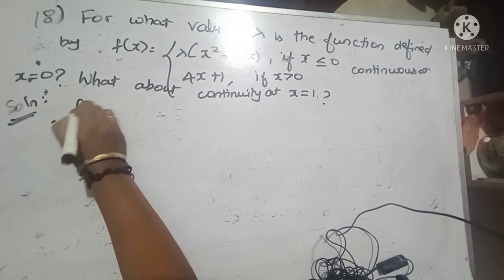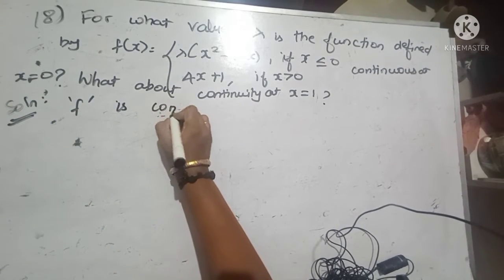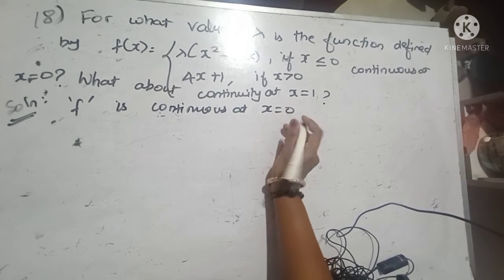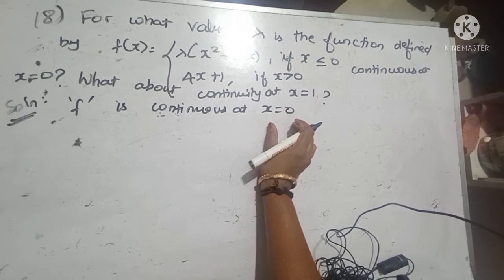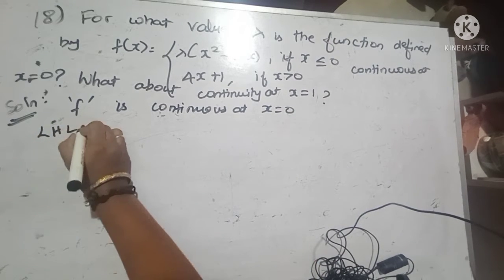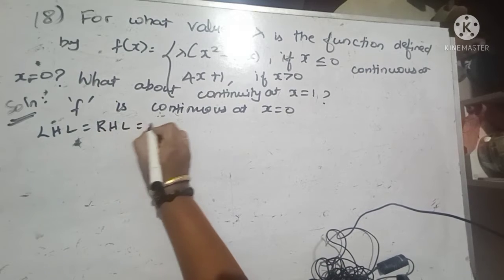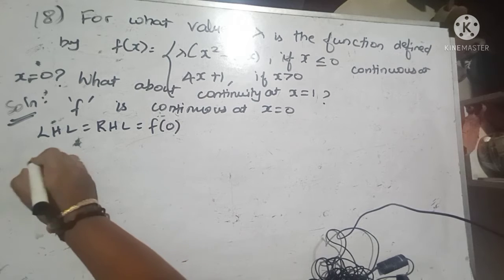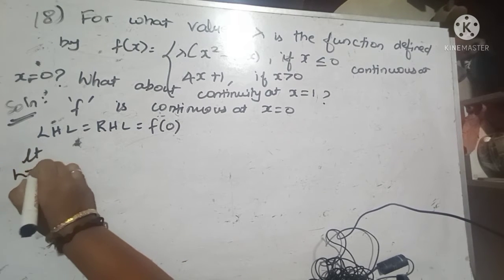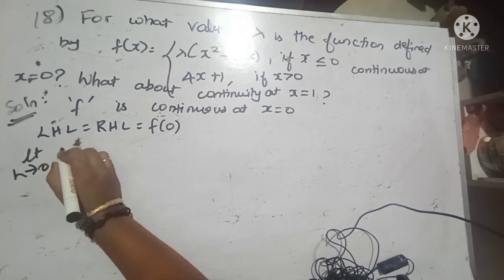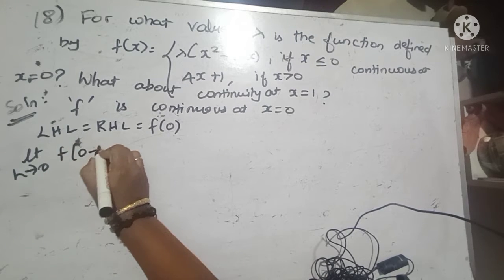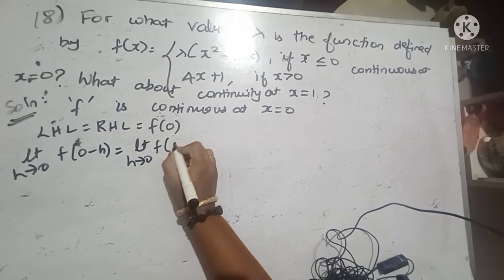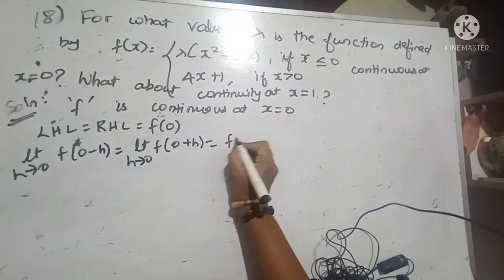Solution. Given f is continuous at x equal to 0. So f is continuous at x equal to 0. What does this imply? This implies that LHL is equal to RHL is equal to the image. The image is nothing but the value at the point 0. So the left hand limit, limit h tends to 0 of f of 0 minus h, is equal to limit h tends to 0 of f of 0 plus h, which is equal to f of 0.